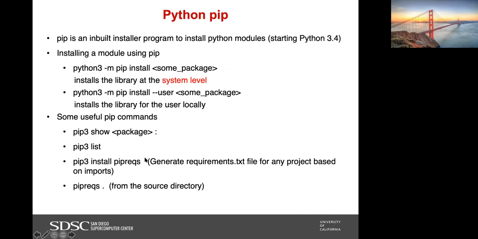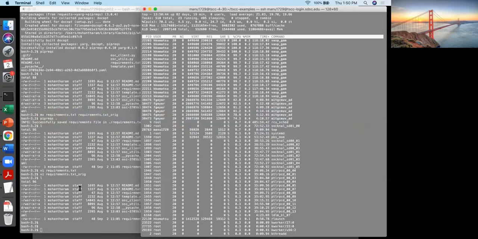But once you have pipreqs, all you need to do is go to the folder where you have your application and run pipreqs dot. It'll basically go over your application written in Python and create a requirements document. Let me just show you an example of that.